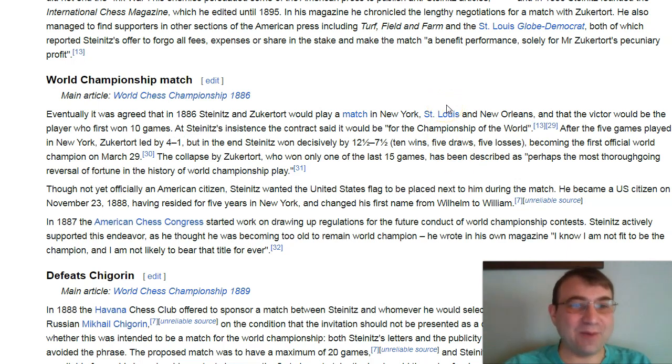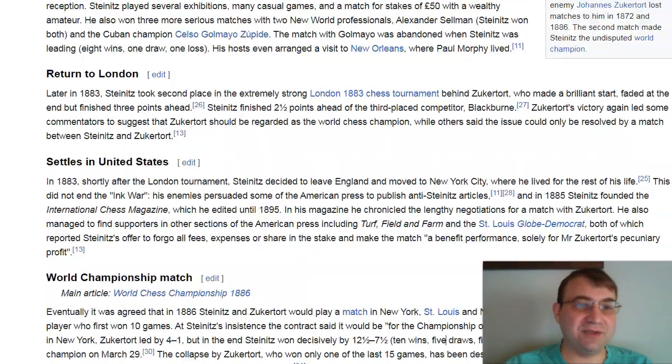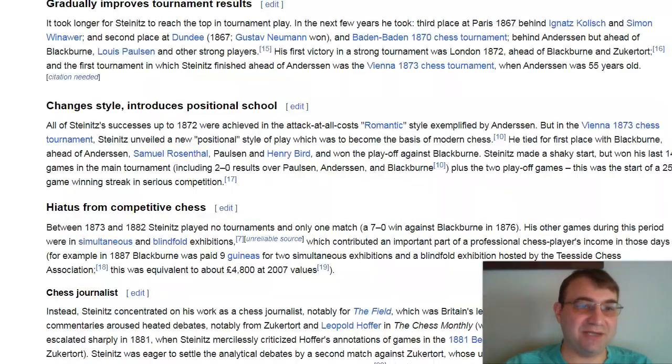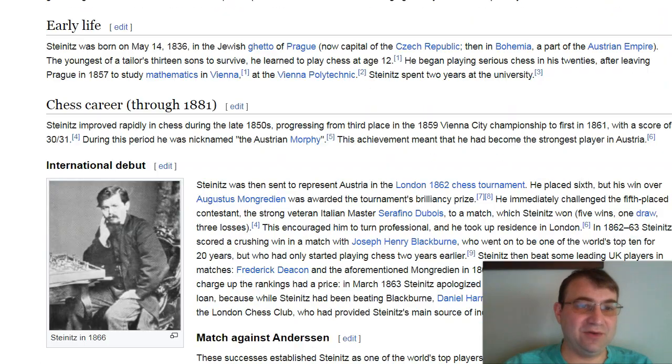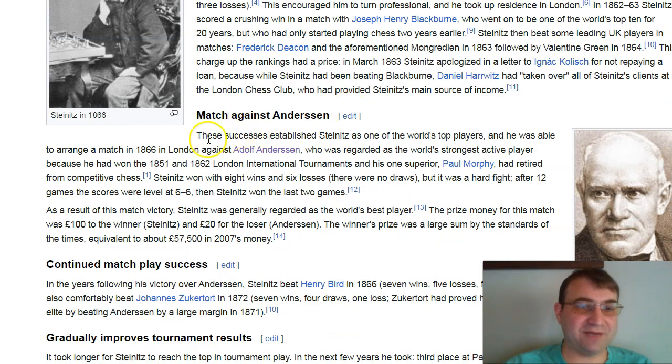But that's not how world championships work. You don't self-declare that this is for the championship of the world, and then we all just recognize it. World championships work with a general consensus of who is the best player in the world, is this match being played between the two top players in the world, etc. Now, for that, I feel like you do need to go back to a previous match that Steinitz played. If you go all the way back to 1866 for his match against Anderson.